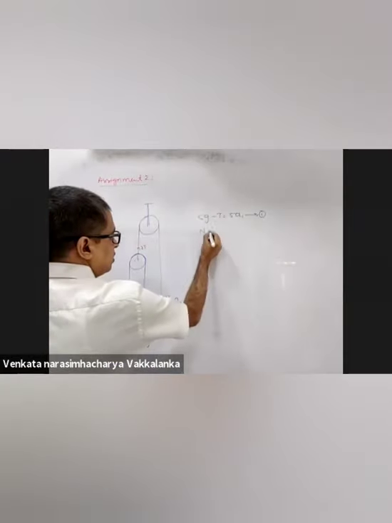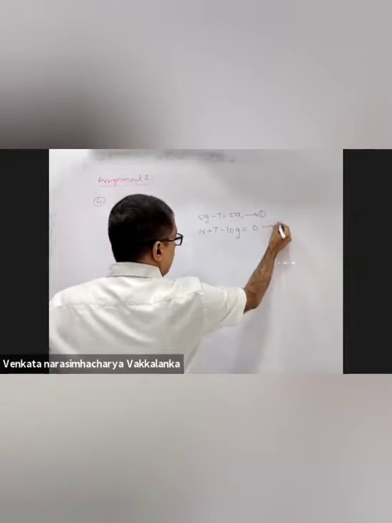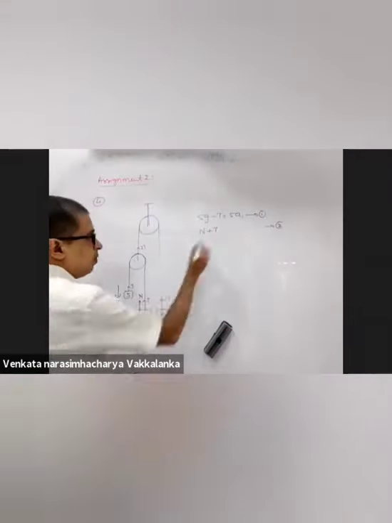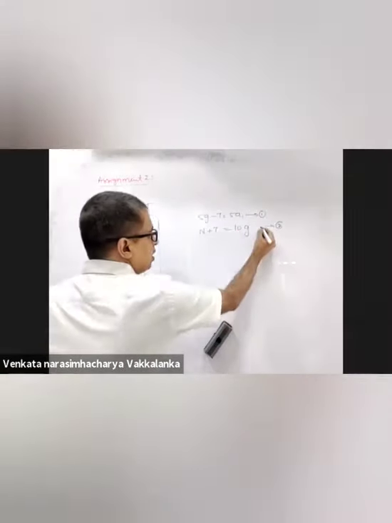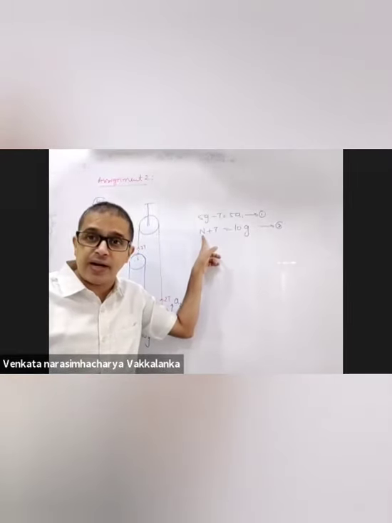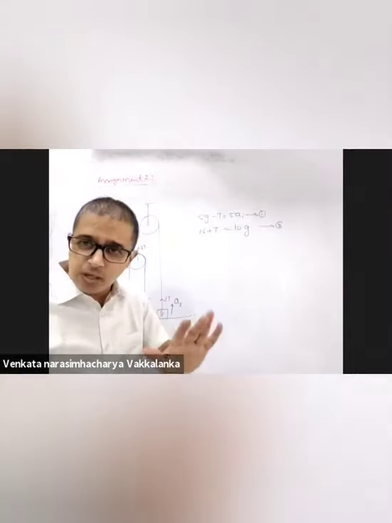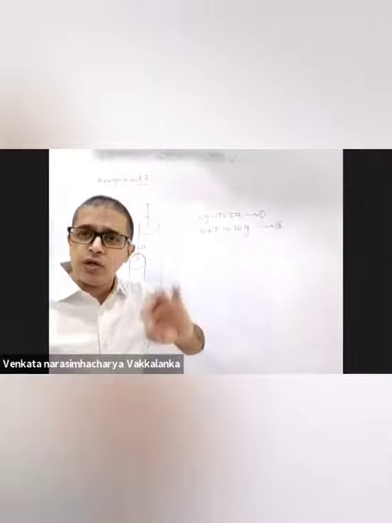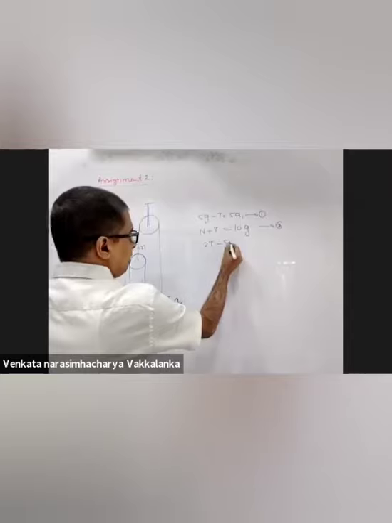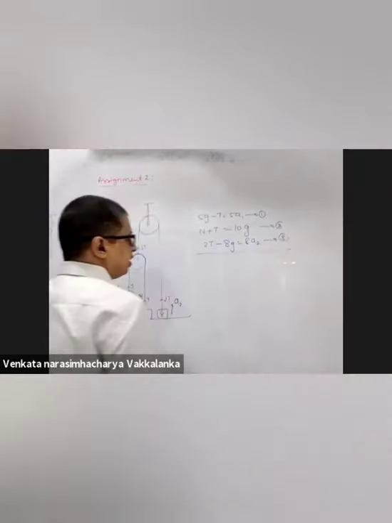See the dynamic equation here. N plus T minus 10G is 0. I am assuming this is at rest. N plus T is equal to 10G is my equation. If my assumption is wrong, I will get 0 or negative value for N. I am assuming the 10 kg block is at rest. Now come to this. 2T minus 8G is 8A2. Third equation. Are you clear till here?